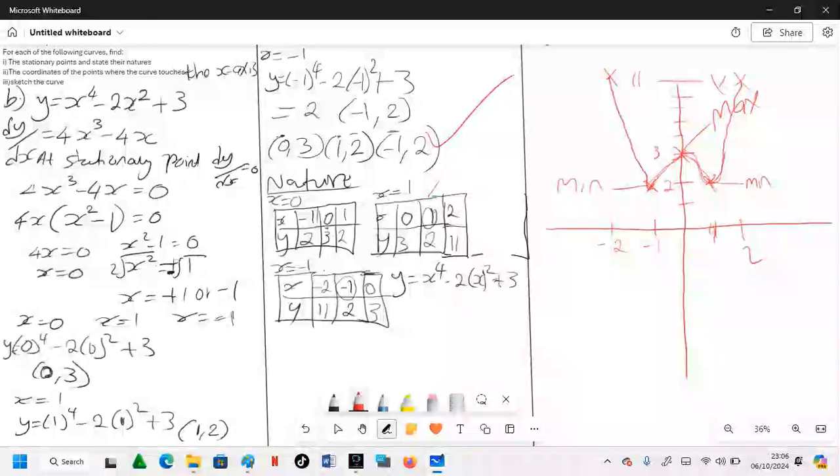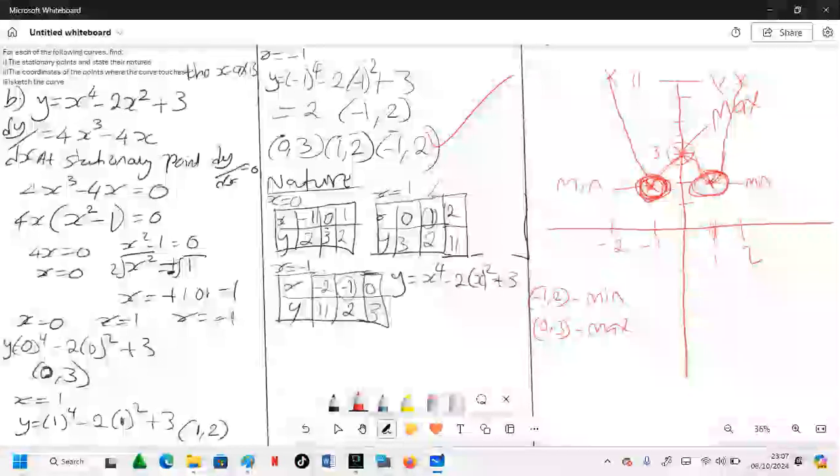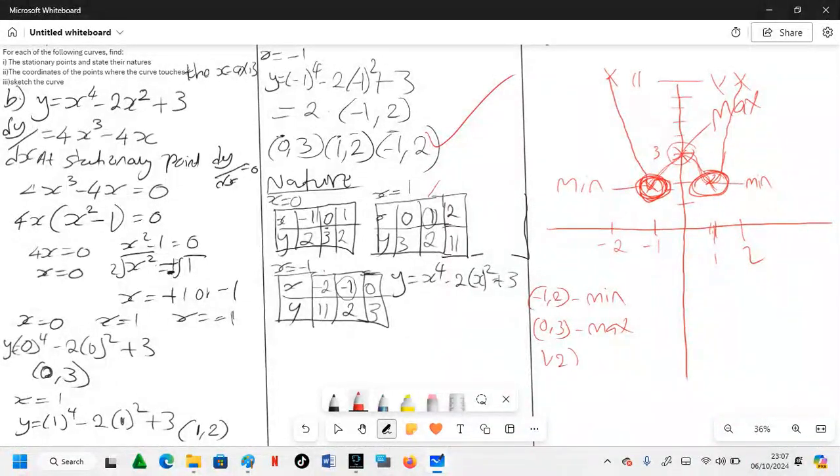Right. So we can easily say that the stationary point negative 1, which is negative 1, 2, is a minimum, and then this one is also a minimum, right? And this one is a maximum. So 0, 3 is a maximum, and then this one, that is 1, 2.